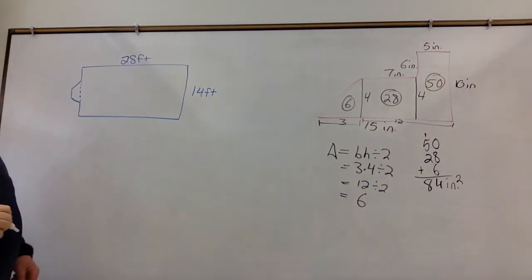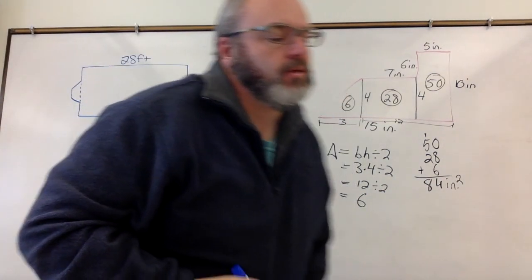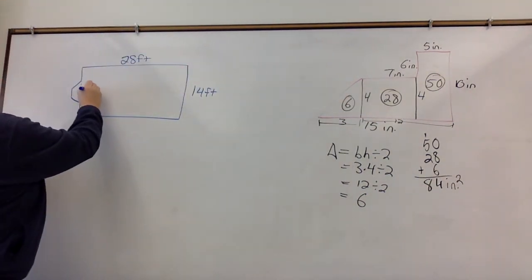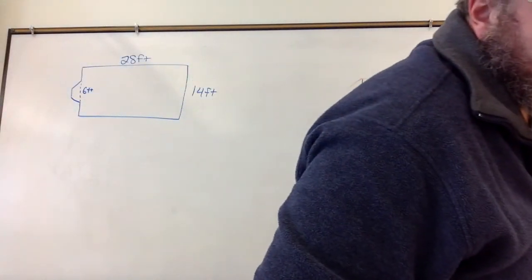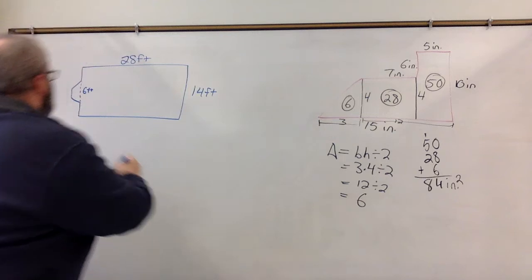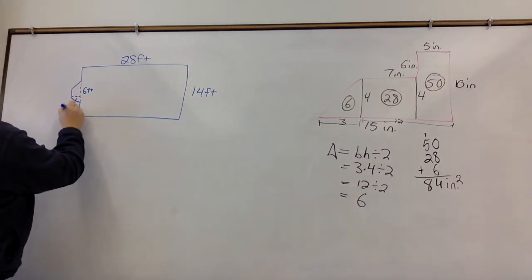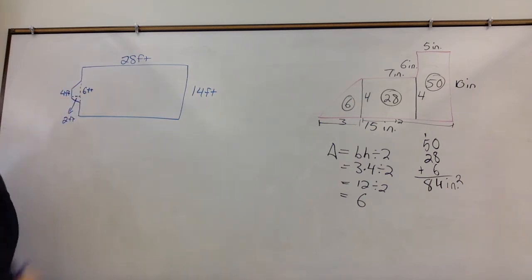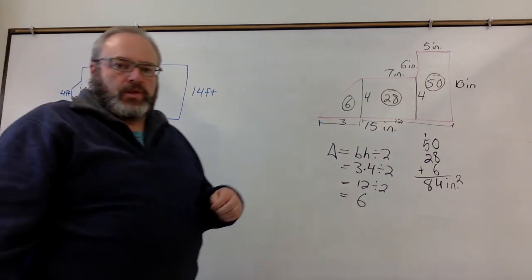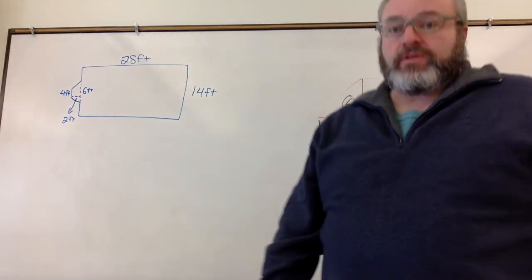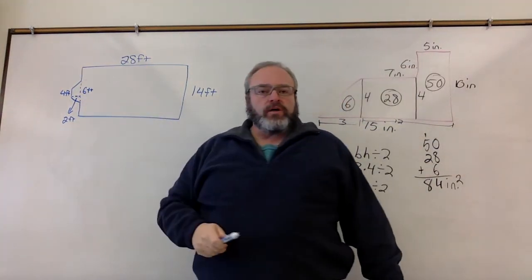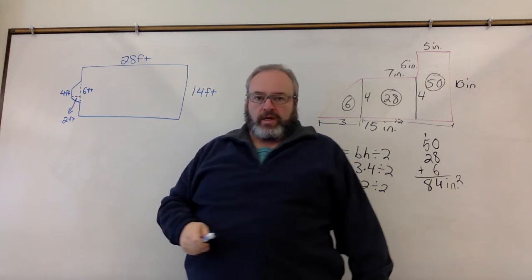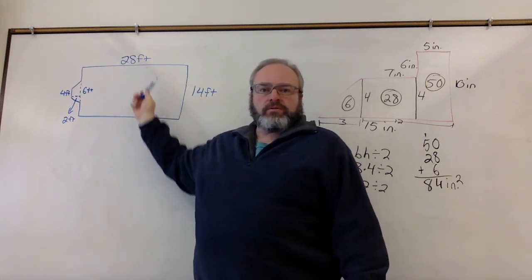Look right there, across this little section, 6 feet, and it sticks out 2 feet. And across this little section is 4 feet. Okay, so we kind of already have it divided into 2 shapes, don't we? Big rectangle, small trapezoid. Okay, so let's start with the easy one.